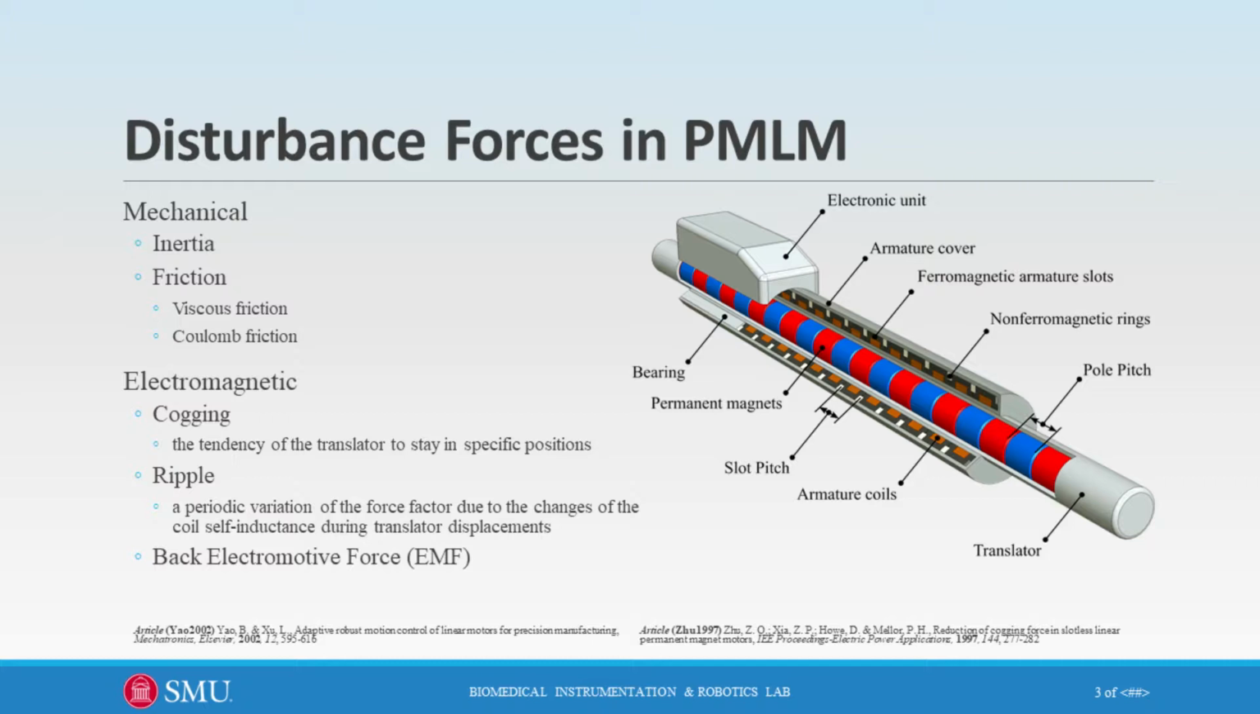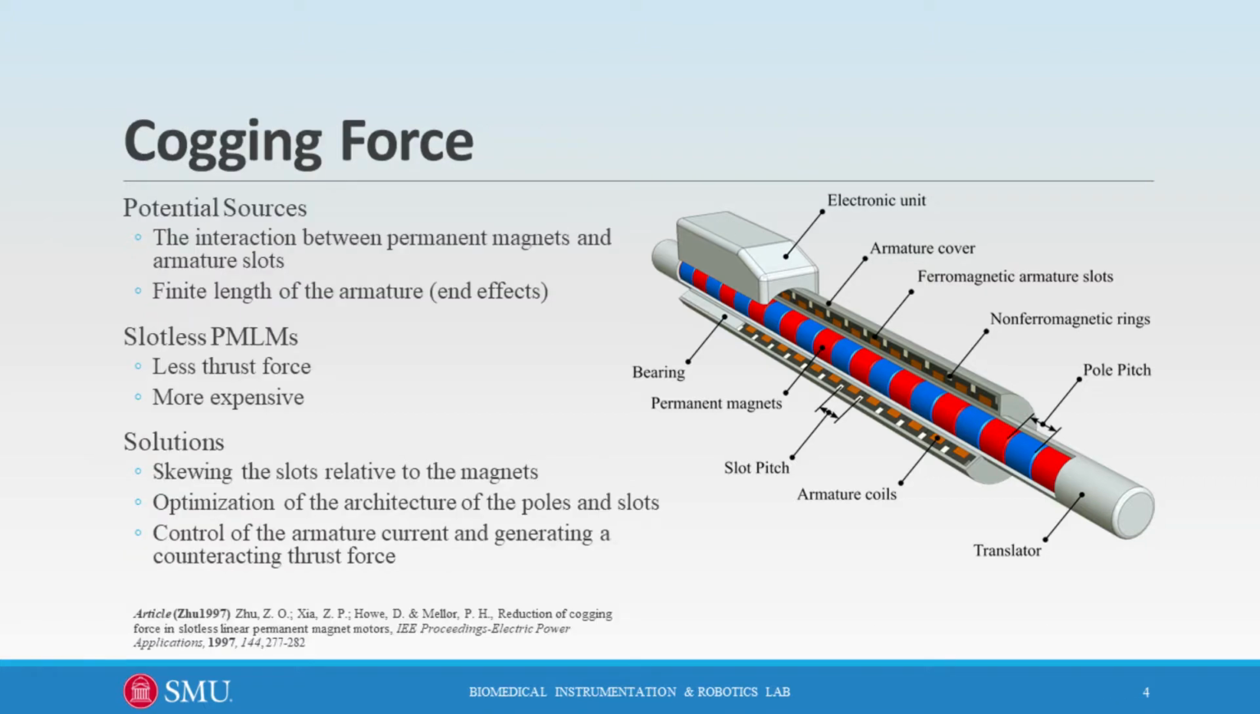I tried to sketch a schematic of permanent magnet linear motors. This is a slotted version of a PMLM. As we mentioned earlier, one of the main disturbance forces exhibited in a PMLM is cogging force. There are two potential sources of cogging force. The first one is the interaction between the permanent magnets and armature slots that generates periodic force along the translator motion with a wavelength equal to the slot pitch. And the second one is due to the finite length of the armature, or end effects, that generates periodic force with a wavelength equal to the pole pitch.